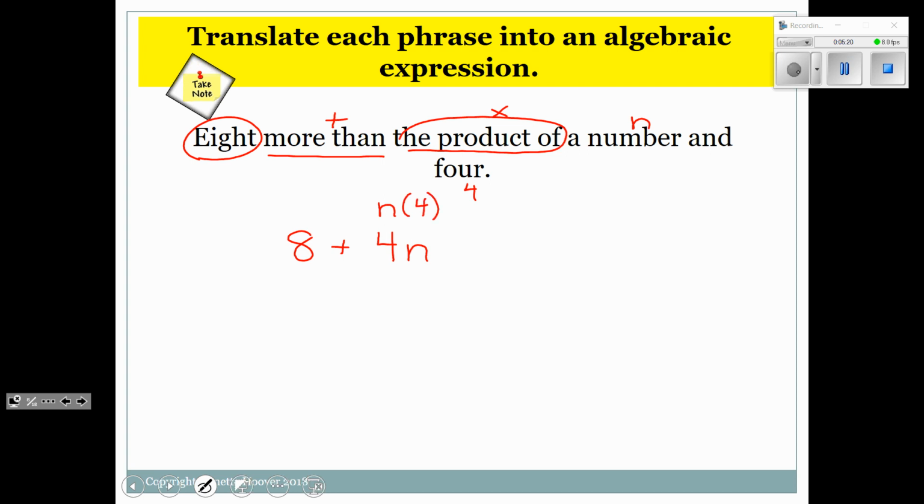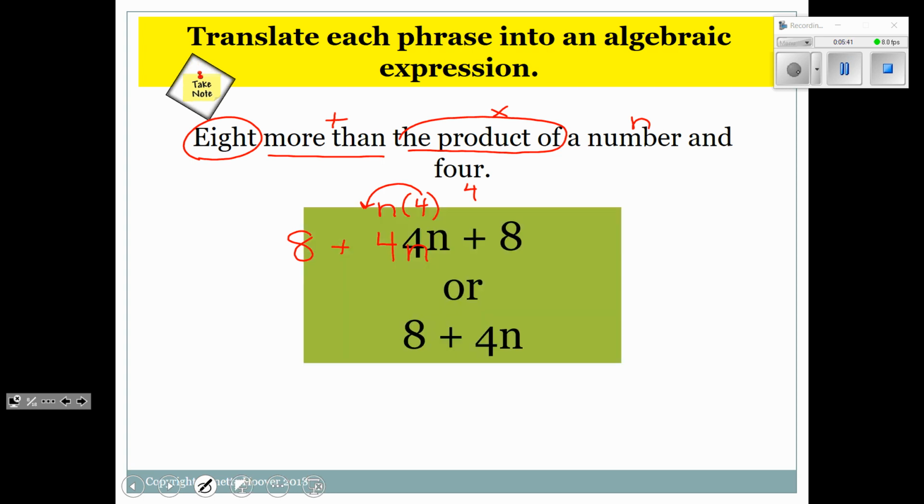But the way that we always write that is we always write the number before the variable. We call it the coefficient. So instead of writing n times 4, we just write 4n. We flip it. It still means 4 times a number, but that's just the way we're going to write it in algebra. So when you have multiplying a number and a variable, you put the number first, followed by the variable.